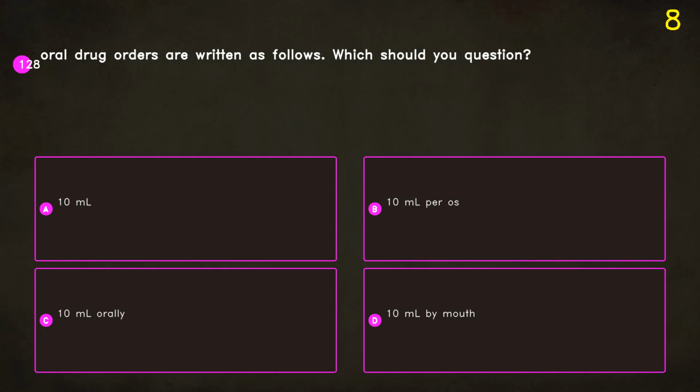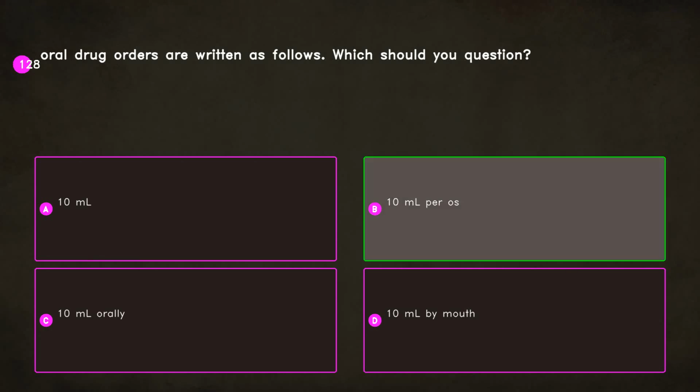Question 128. Oral drug orders are written as follows. Which should you question? A. 10 mL. B. 10 mL per OS. C. 10 mL orally. D. 10 mL by mouth. The correct answer is 10 mL per OS.